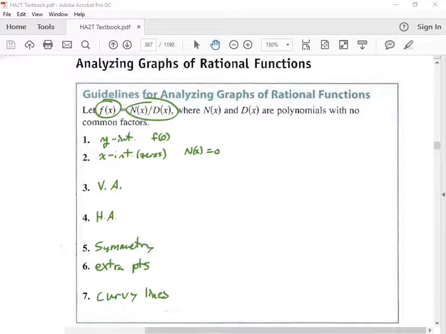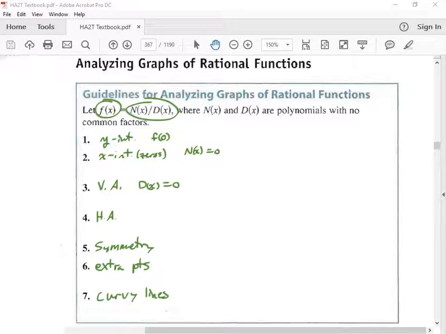And then your vertical asymptotes, that's taking the denominator and setting that equal to 0, because you're trying to find out which values of x would make the denominator 0. We know that the denominator cannot equal 0 because you can never divide by 0. So that's what we're doing right there.